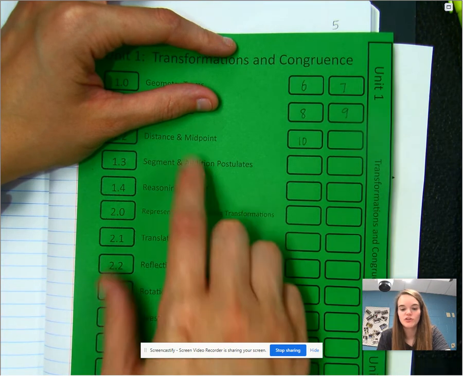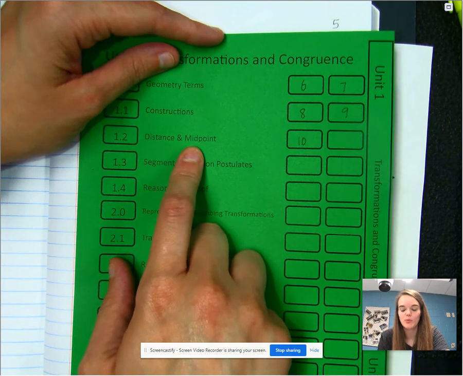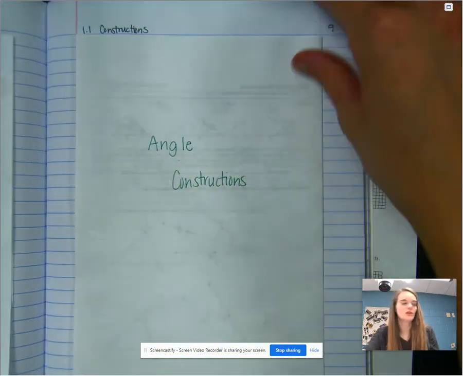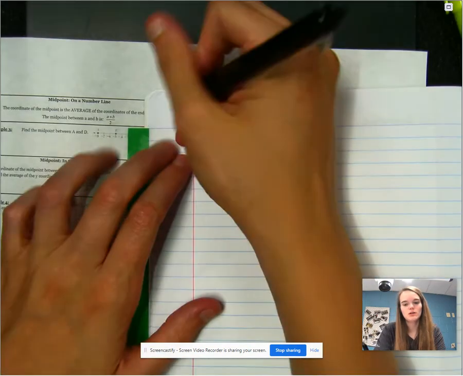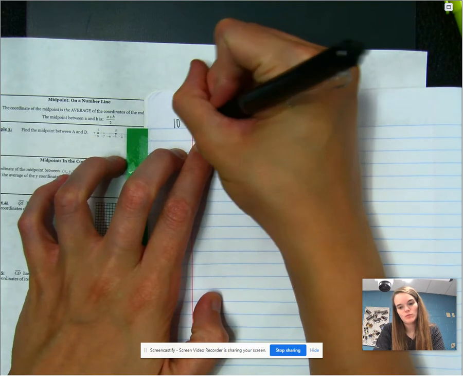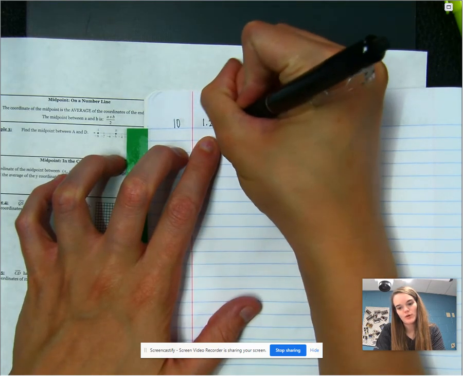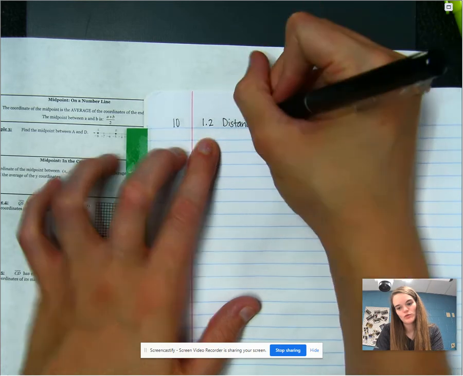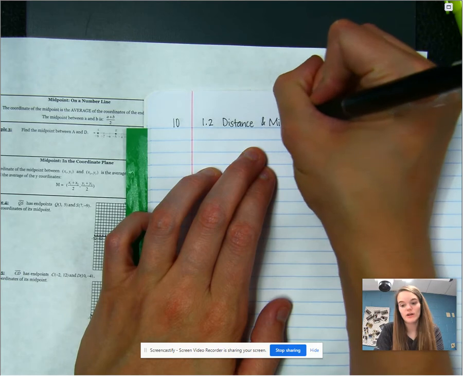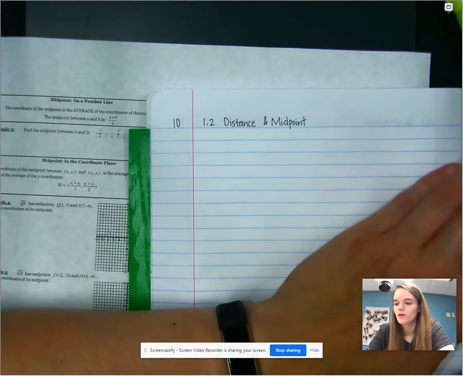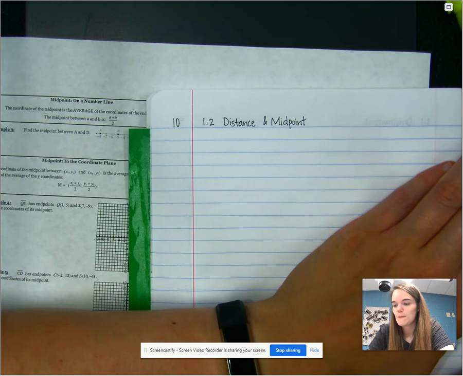So, that being said, we're just going to do the midpoint part today, but we're going to label it 1.2 distance and midpoint. So go ahead and skip to page 10. Page 10. 1.2 distance and midpoint, and we're going to label 10 and 11 that. We will use 10 and 11 today, but we will make it all the way to 12 and 13 probably with this one. We will end up working on this tomorrow as well as Monday.